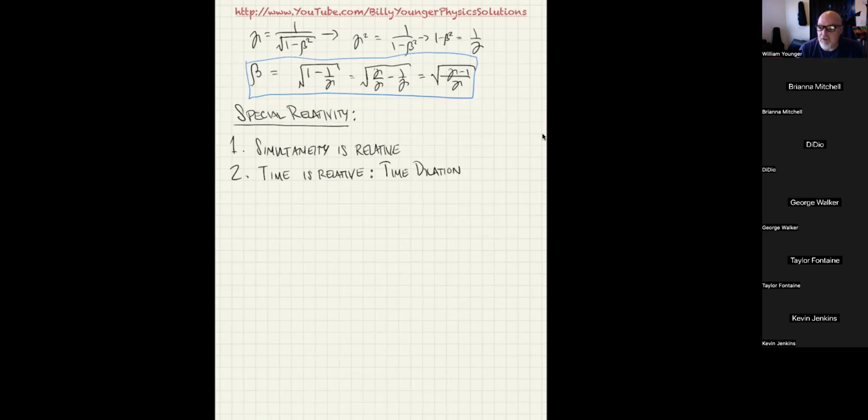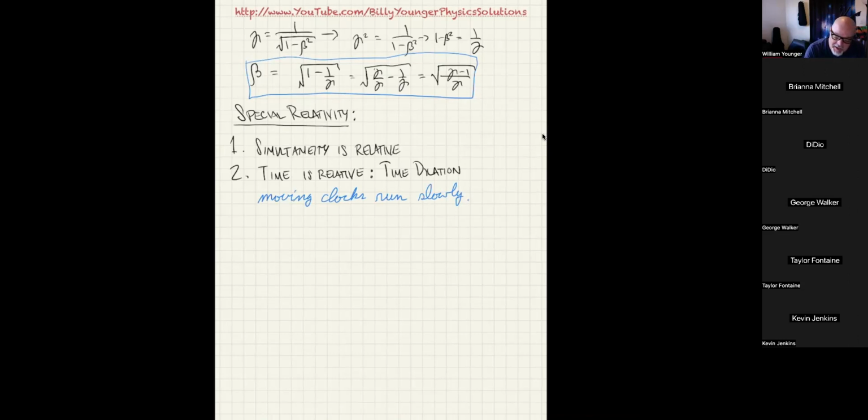What we'd say is moving clocks run slowly. And it doesn't matter who you're talking about. If you see a clock moving relative to you, then you know that clock is running slow. But the other person who sees the clock sitting perfectly still with them says your clock is moving slower. And guess what? You're both right.